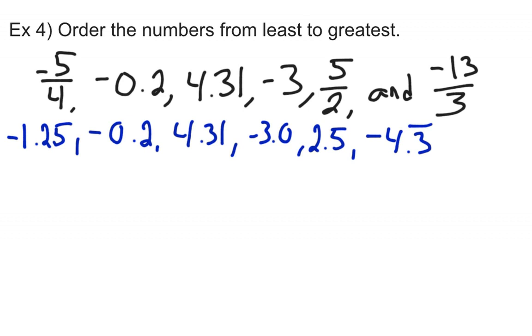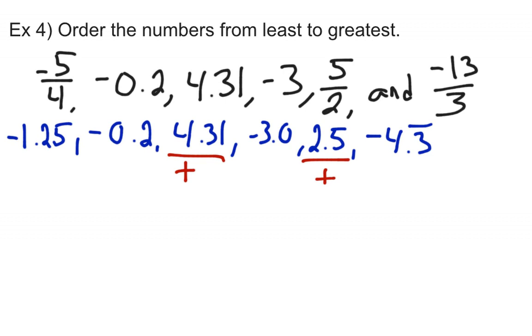Now I know we can do fractions and get common denominators and all that, but it's hard sometimes to come up with common denominators. So the best way is just to change them all to decimals. And now let's compare. The ones I'm going to look at first are the 4.31 and the 2.5, because those are our two positive numbers. Because we're ordering least to greatest, I know those are our two largest ones.